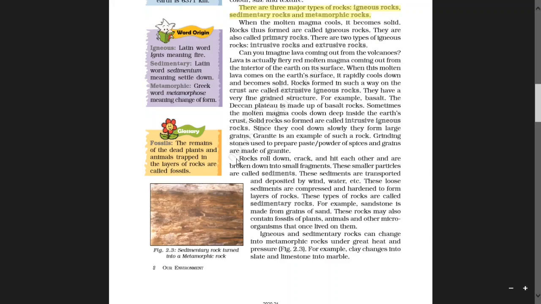Then see here, boys, again fossils. What are fossils? If it asks, you have to answer. The remains of the dead plants and animals trapped in the layers of rocks are called fossils. When dead plants rot and are buried inside the earth, whatever remains there is called a fossil.